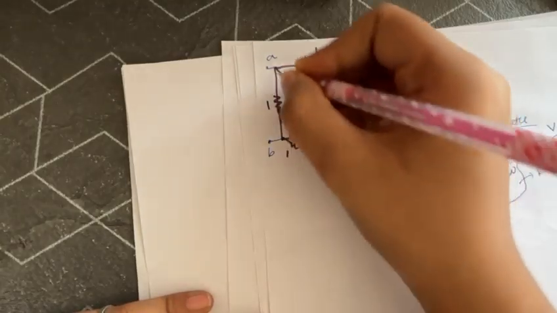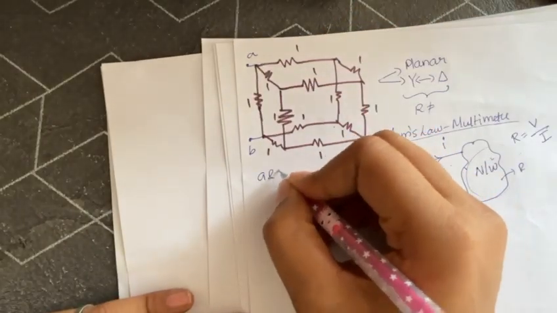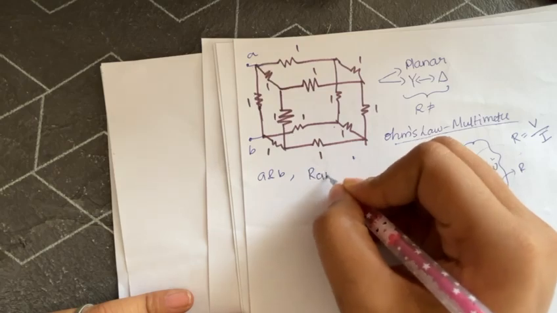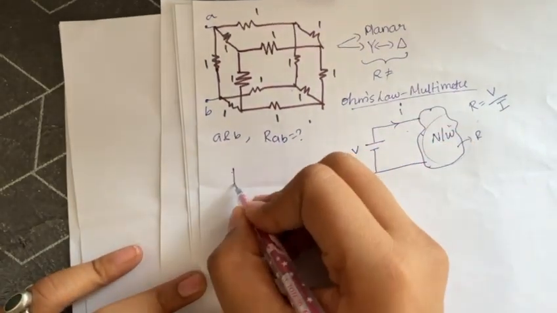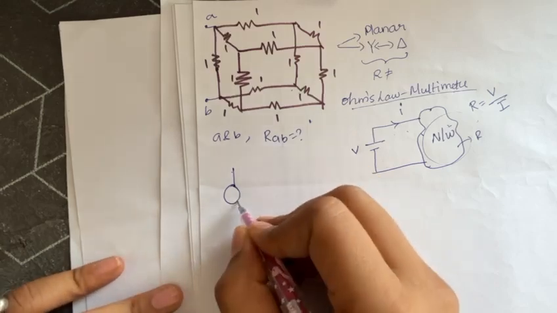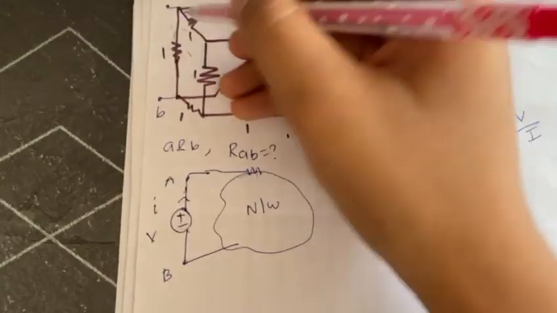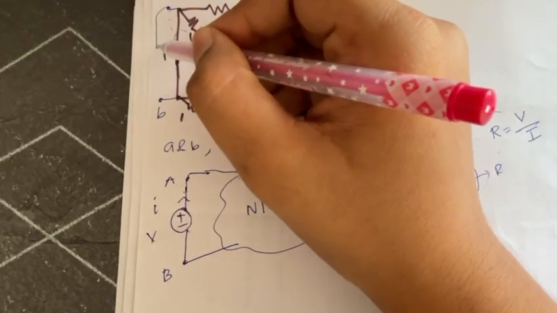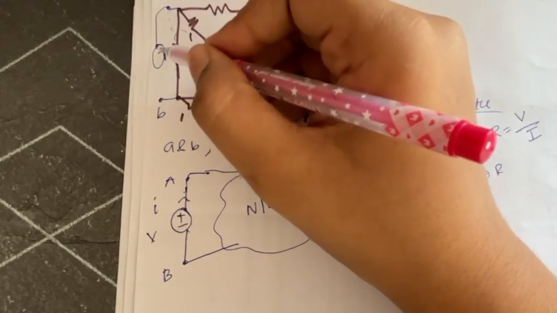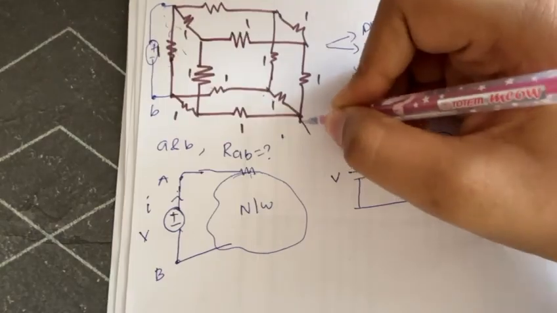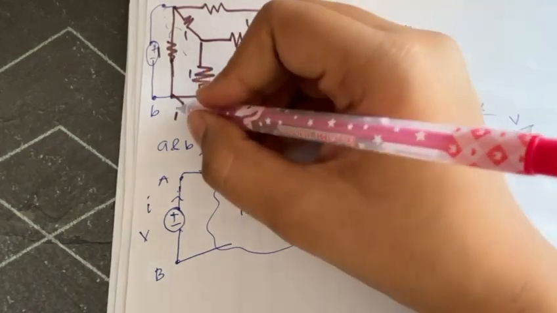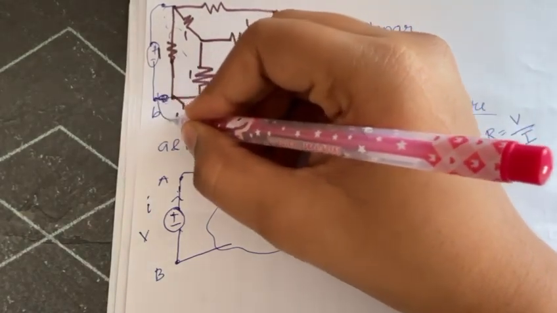So these are the target terminals A and B. We have to find RAB. To solve this complex circuit, I am going to inject a voltage across it. So I'm going to connect a voltage source across this circuit. You have to choose the target terminals. The B is over here. You will have to choose the path through this way.